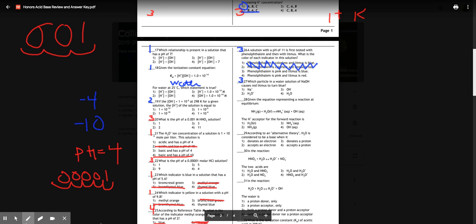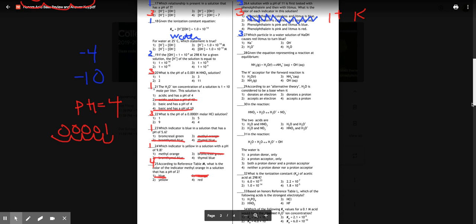Okay, so now we have some Bronsted-Lowry. The Regents calls these the alternative theory or the alternate theory. Bronsted-Lowry acids and bases. Acids donate. Bases accept. I think Mrs. Davis has another way of saying this. Bases accept, acids donate. This is the alternative theory. This is all about donation.